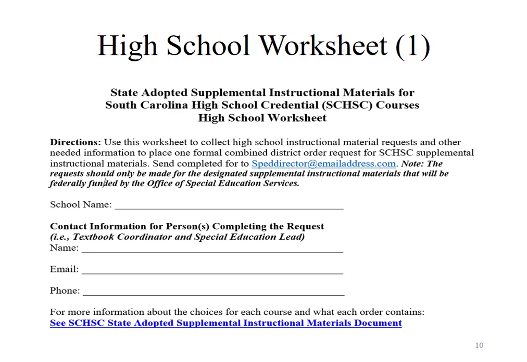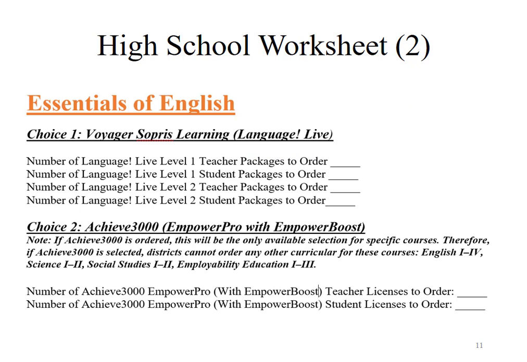And there is a link to the supplemental instructional materials information, such as what the teacher and the student packages include, as well as vendor contact information. The second section allows the person completing the form to make a choice per course and then include order numbers for teachers and students.